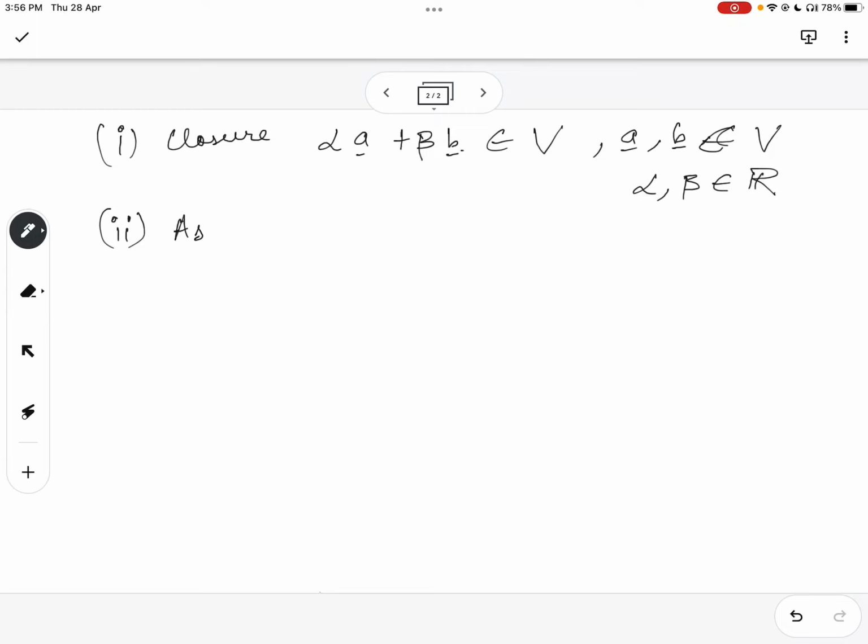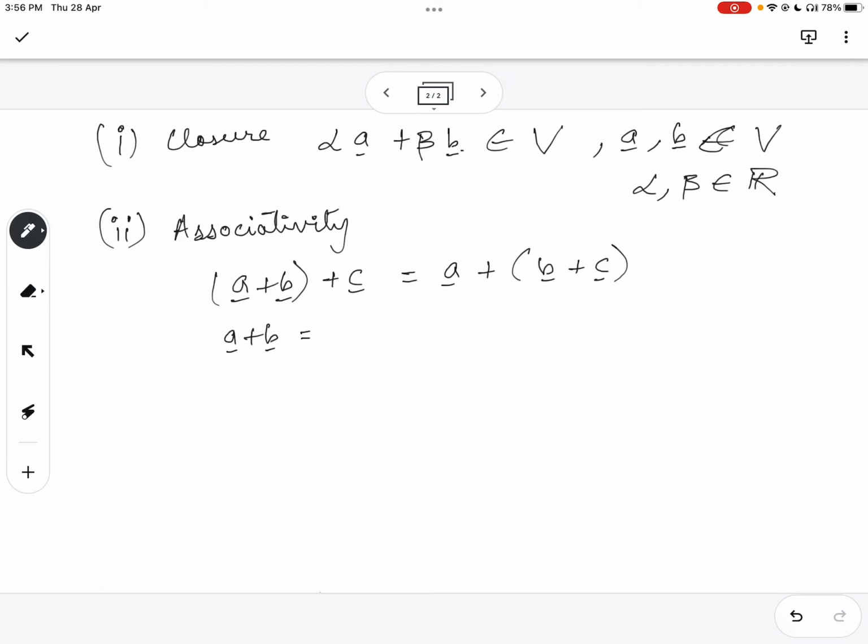The second property is that of associativity, that is A plus B plus C is equal to A plus B plus C. What this means is that, for example, A plus B is some vector, say D, which by the first property of closure should also belong to V. So D plus C is equal to A plus, say, B plus C is equal to M. So M also belongs to V. So these two vectors are equal.